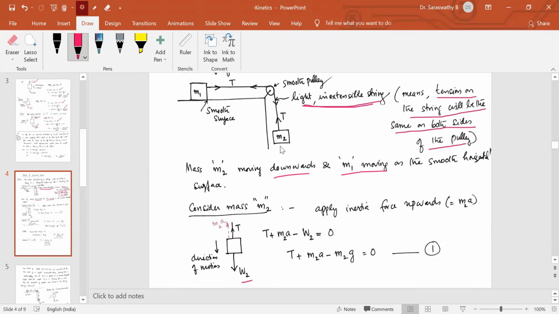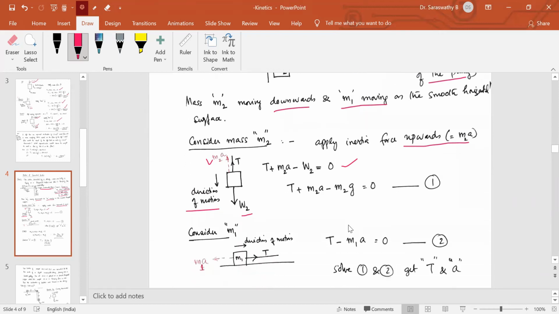This mass's direction of motion is downward. Mass m2 is moving downwards, so you apply the inertia force m2 into a in the opposite direction, opposite to the direction of motion. Now write down the equation. Apply inertia force upwards. Then write T plus m2a minus W2 is equal to 0. So T plus m2a minus m2g is equal to 0.